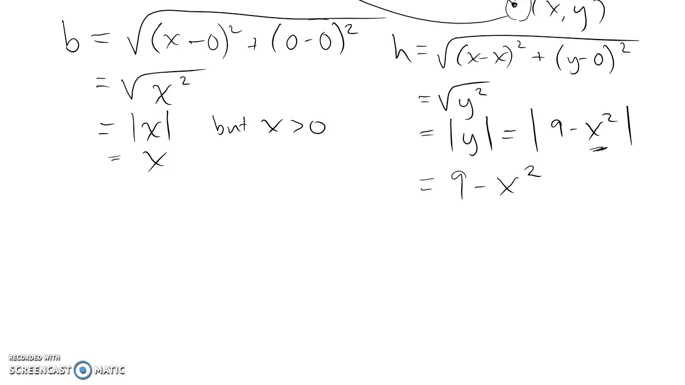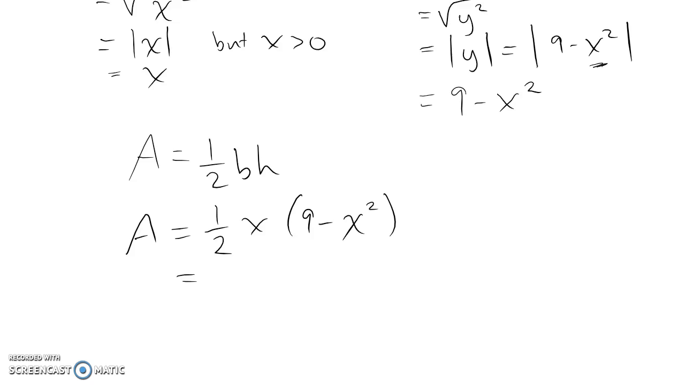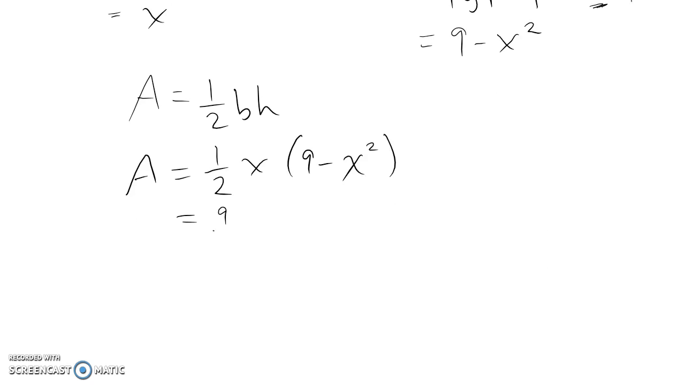Okay, now area is equal to base times height. I'm sorry, that's not true. Area is equal to 1/2 base times height. My b is x, and my height is 9 minus x squared. And then of course we could multiply this out, and we would end up getting 9 over 2 x minus x cubed over 2. So that is the area in terms of x, as a function of x.